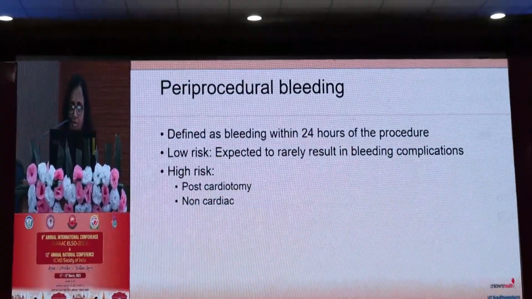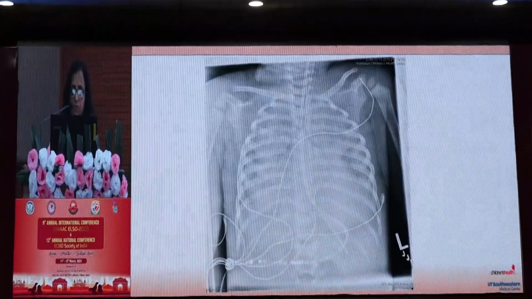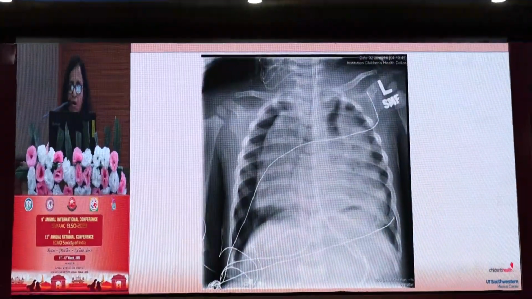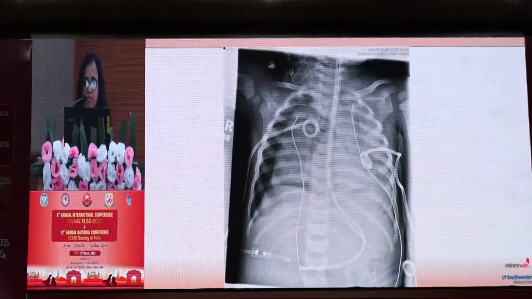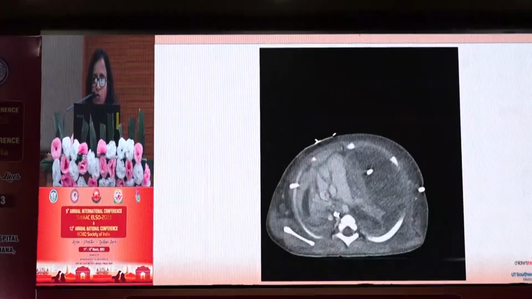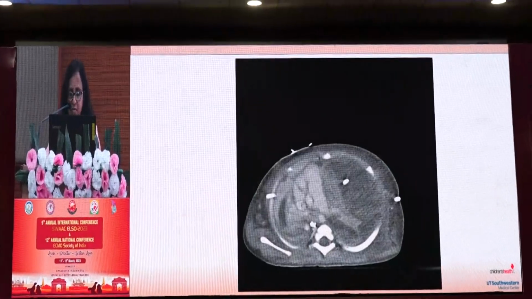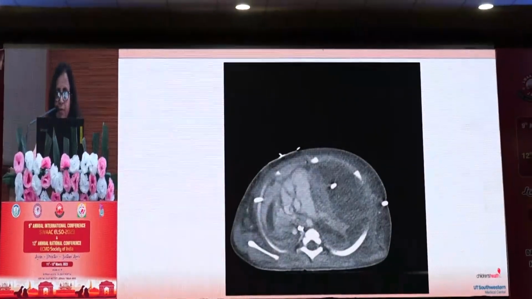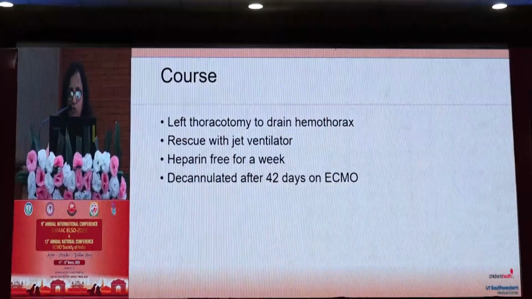We'll go back to where I left. So we talked about the 2-year-old who had these pneumothoraces in the middle of the night. They put in chest tubes, and this is what his lungs looked like. And when we did the CT, this was his CT with a large hemothorax.